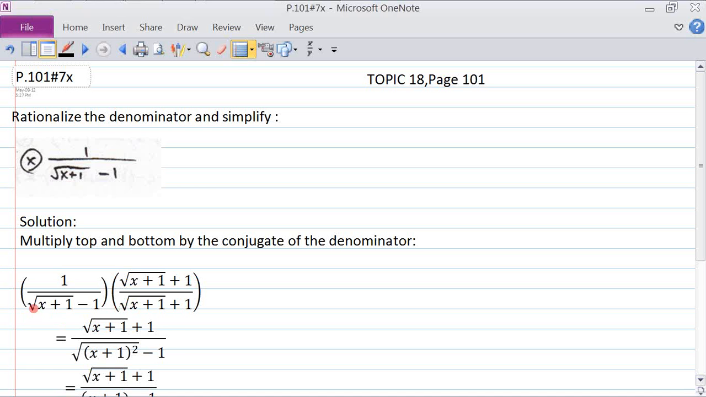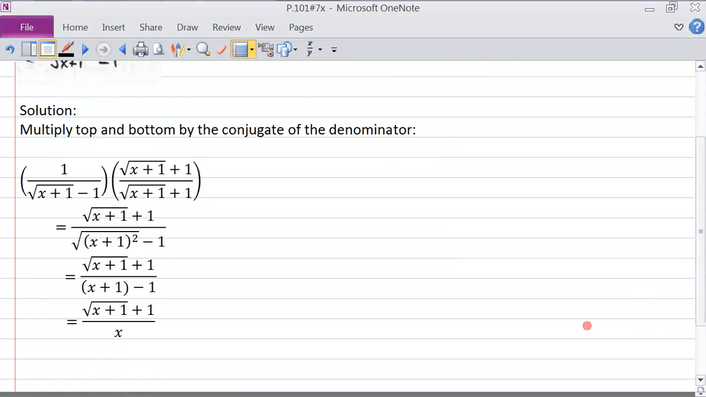The first times the first means that I'm going to multiply what's in the square root sign by what's in the square root sign, and that gives me the square root of x plus 1 squared, and minus 1 times plus 1 gives me minus 1. Now, when I simplify this part of the denominator, the square root of x plus 1 squared is x plus 1. So I'm just going to change this to this, and then I've got the minus 1. X plus 1 minus 1 gives me x, and the numerator stays the same.